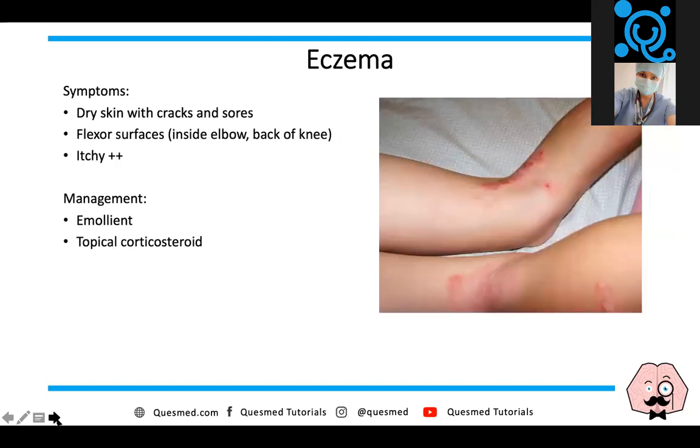Eczema often flares up in pregnancy and presents pretty much the same as in a non-pregnant person. That dry skin, the cracks, the sores, and mostly affecting the flexor surfaces, so inside the elbow, the back of the knee, and it is itchy. And it's managed in the same way as a non-pregnant person with emollients and a topical steroid if required.